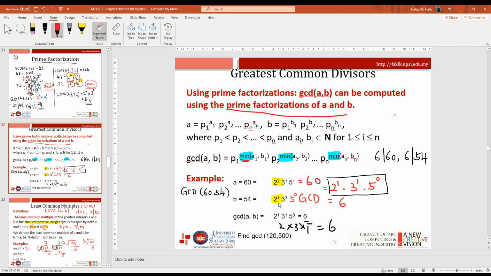Okay, and then for the minimum, we choose here, we choose 2 power of 1, the minimum. For this one, it is the lowest. And then 3 power of 1, 5 power of 0 is equivalent to 6. Okay. Is it okay? Okay, this one you go by using Padlet. You do this exercise by using Padlet. Show me in the Padlet.